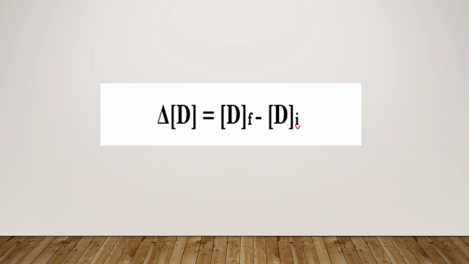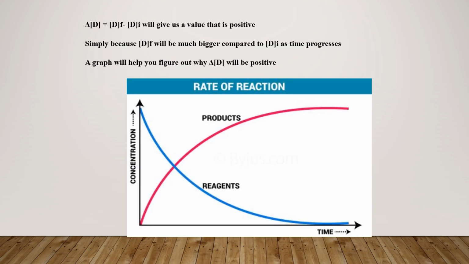Similarly, the change in concentration of D is equal to the final concentration of D less the initial concentration of D. And your change in concentration of D will give us a value that is positive, simply because the final concentration of D will be much bigger compared to the initial concentration of D as time progresses. A graph will help you figure out why the change in concentration of D will be positive. Initially, the concentration of the product is 0, and as time progresses, the concentration, say for example somewhere here, will be higher than the initial concentration.